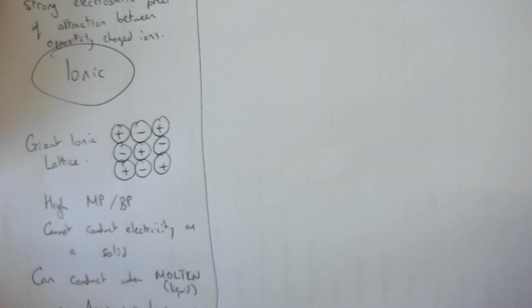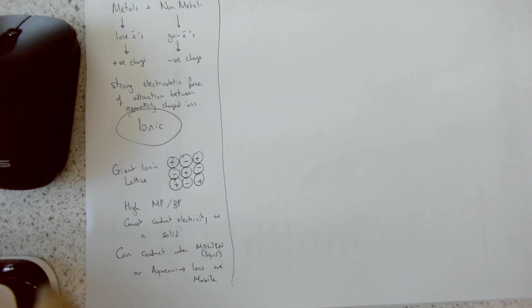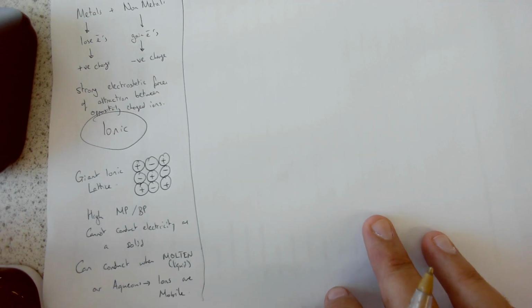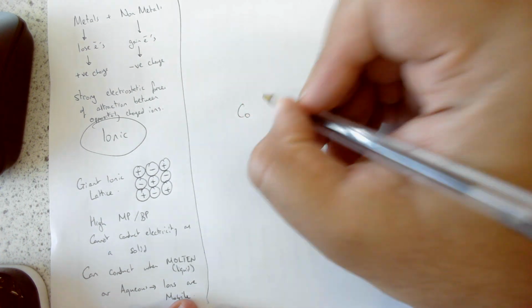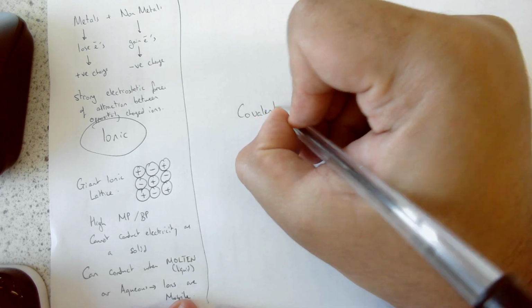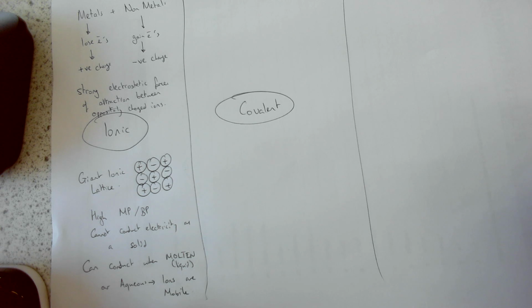Right, next one. Let's zoom out on the page. Oh, nearly dropped it. Right, next one. Draw another line, split the page again, and in the middle this time we're going to write covalent. Right, pause the video again, take 3 minutes, and come back.